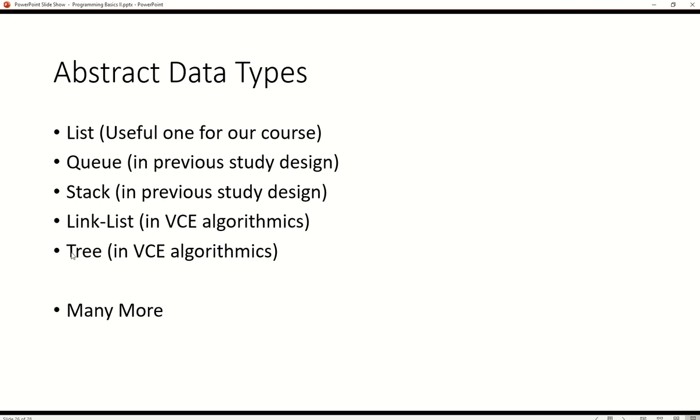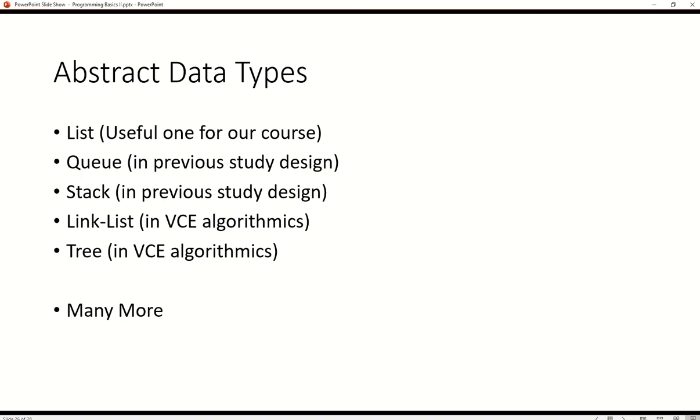The queue used to be in the previous study design and the stack used to be in the previous study design. But to be honest, having an understanding of these is pretty important as a programmer. But also it's nice to know these to practice programming with. The linked list and the tree are in VCE algorithmics and we're not going to touch those. But I just wanted to let you know that there are so many different abstract data types.